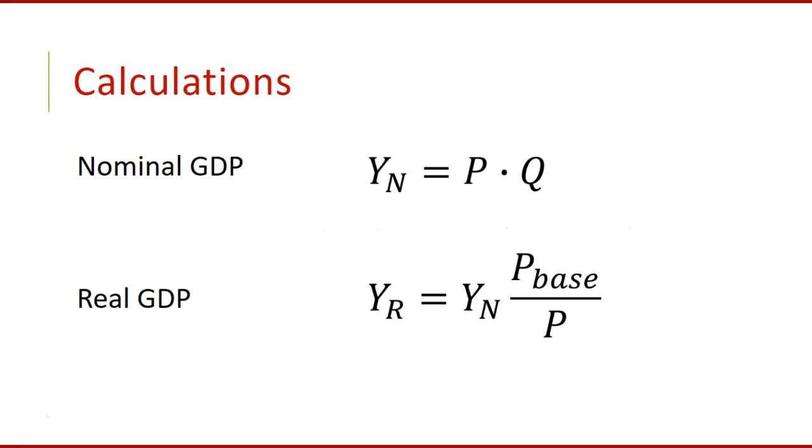We calculate nominal GDP simply by the price of the product times the quantity produced for a given year. The real GDP is calculated by the nominal GDP for our year of interest multiplied by the price in the base year divided by the price in the current year. So let's do some simple calculations, and we can use Excel. You should get used to using Excel spreadsheets.